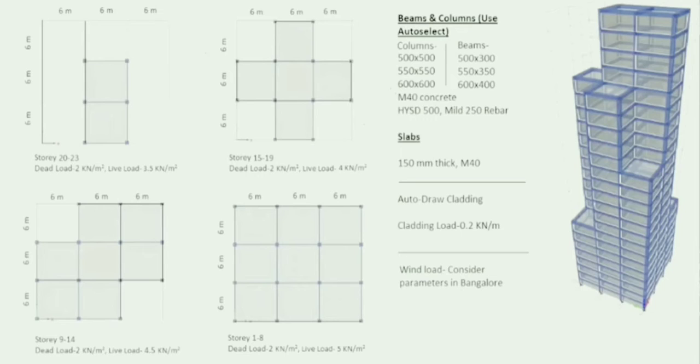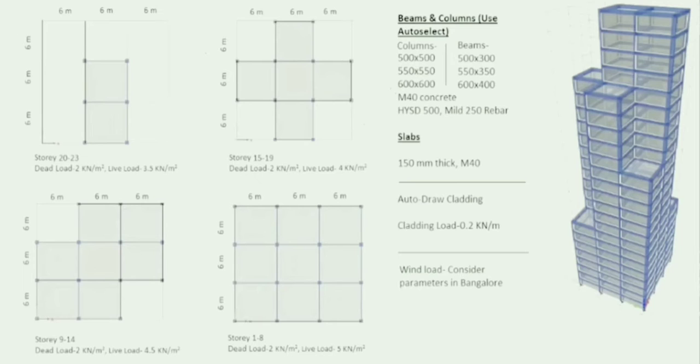Materials used are M40 grade concrete, HYSD 500, and mild steel 250 for the lead bar, and a slab of 150 mm thickness of M40 grade concrete is also added. A cladding load of 0.2 kN per meter square is added, and wind load is considered based on the parameters in Bangalore. We have already assigned these properties in one building model.